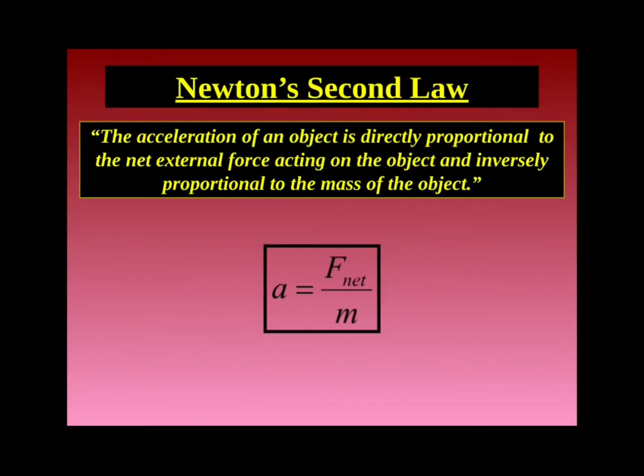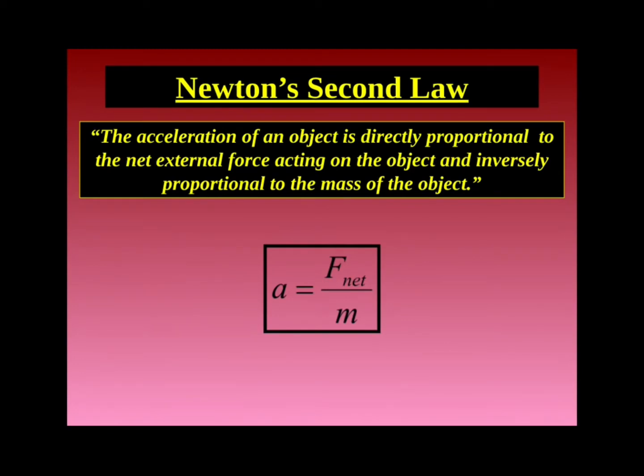So let's take a look at what Newton's second law says. It says that the acceleration of an object is directly proportional to the net external force acting on the object and inversely proportional to the mass of the object. A lot of big words, a lot to unpack. Pretty much it's saying exactly what this formula below is saying: acceleration equals the net force divided by the mass.